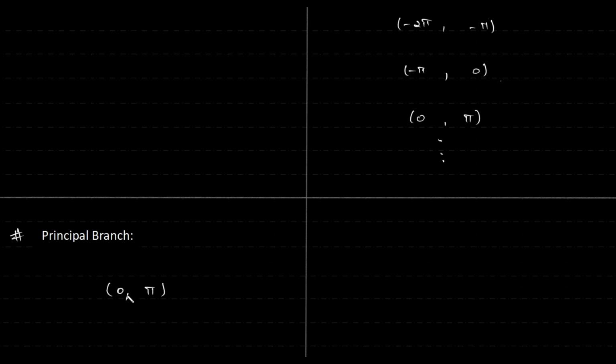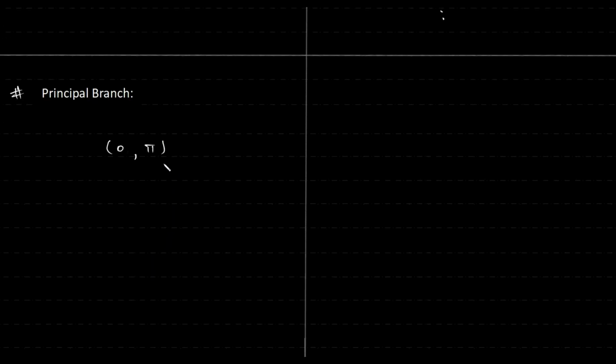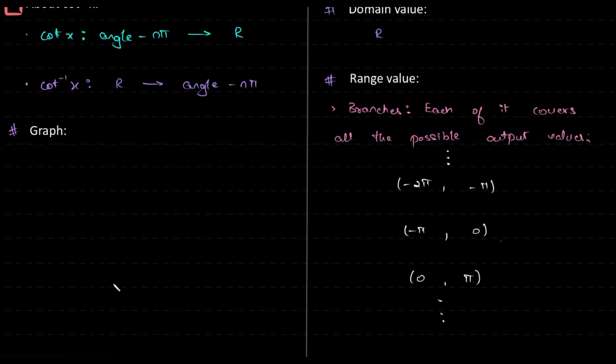These are small brackets. We can't make them square, we can't make them anything else. These are small brackets. So as a graph, we will be looking at something like this.